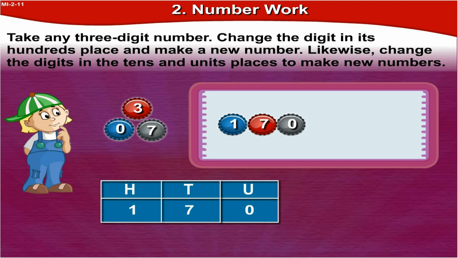Now let us change digits at tens and units place. The original number is 370, which means the number at tens place is 7 and the number at units place is 0. Now let us change the digit at tens place by 6 and at the units place by 2. So the new number would have digits 3, 6, 2. That means the number would be 362.